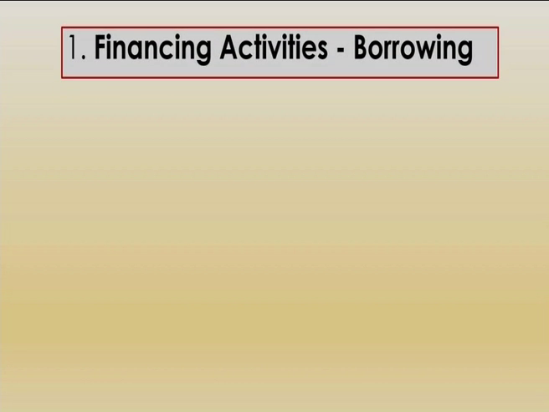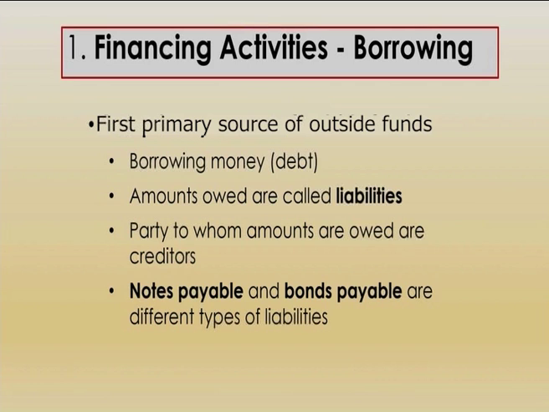First one is financing activities, also called borrowing. One primary source of outside funds to the business is borrowings. Borrowing money from the financial institutions is called debt money. The capital of the business can be financed by the financial institutions. So when the company borrows money from the financial institutions, it becomes borrowings. These amounts are owed to the financial institutions, and the financial institutions become the creditors of the company, and the amount is called liabilities. Other forms of financing activities are notes payable and bonds payable.